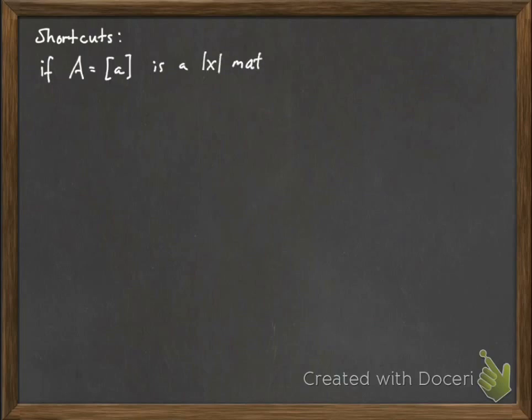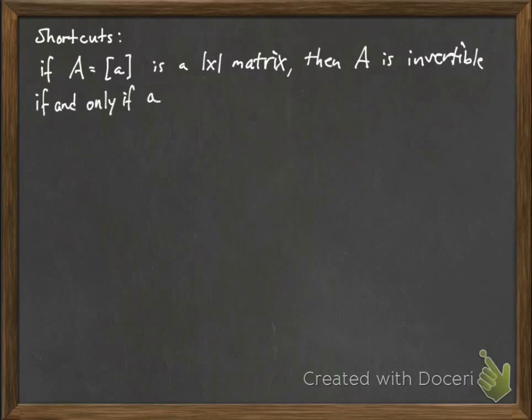So here are some shortcuts. If A is a 1 by 1 matrix, with just one element little a, then A is invertible if and only if little a is not 0. And in this case, A inverse is the 1 by 1 matrix 1 over little a.